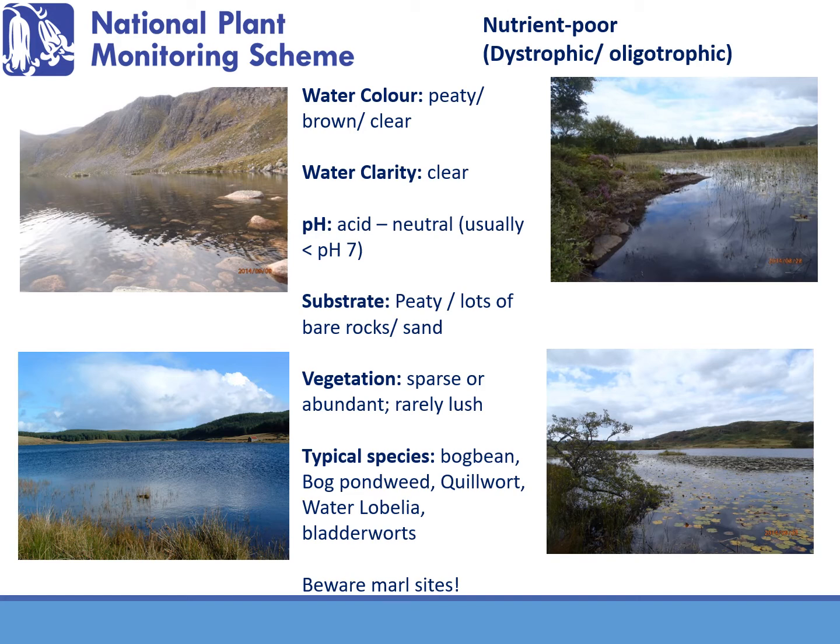And the typical species that you might come across include bog bean, bog pondweed, quillwort, water lobelia and bladderworts. Just be aware that some sites, a very limited number of sites called marl sites or limestone lochs or lakes, have very clear water, but these are characterised by areas of high level of calcium carbonate, and they would have a large number of stonewort species in them and have a very limited distribution. But generally, if you're finding a rocky lake with very sparse vegetation and very clear water or brown stained, then that is most likely to be a nutrient-poor water body.